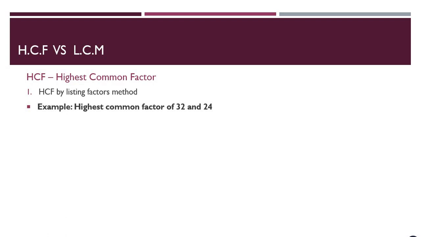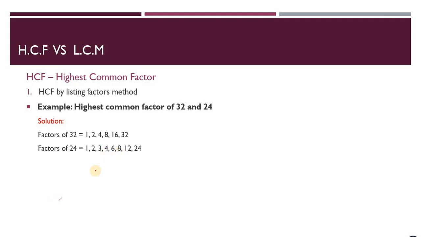Highest common factor of 32 and 24. So we list the factors of 32, which are 1 times 32 is 32, 2 times 16 is 32, and 4 times 8, which is 32. Hence, these are the factors. So we list the factors. We do the same for 24. 1 times 24, 2 times 12, 3 times 8, and 4 times 6.